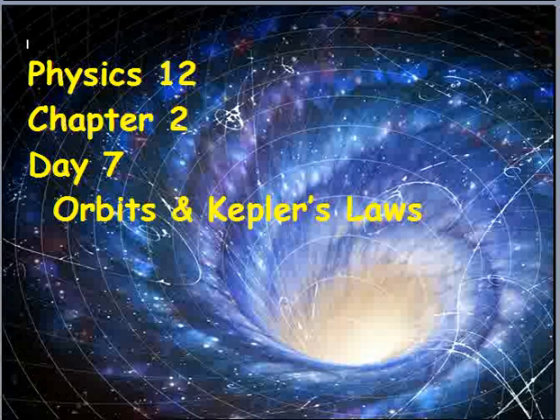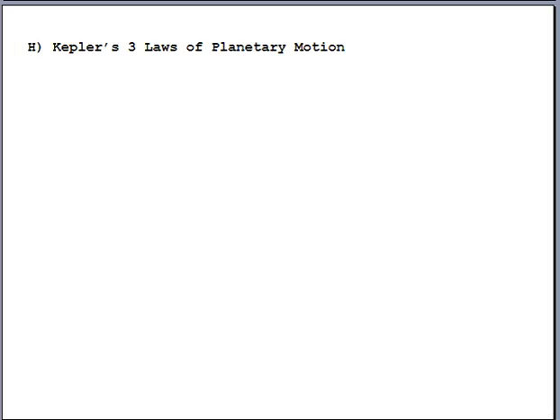Well, we're at the last day. This is day 7 for Chapter 2. It's our last day for circular motion, and it's our second day for looking at orbits. And we're going to look at some of the work of an astronomer by the name of Johannes Kepler, and the work that he did showing us how planets actually orbit things like the sun, or how satellites go around the Earth. So these are called Kepler's 3 laws of planetary motion.